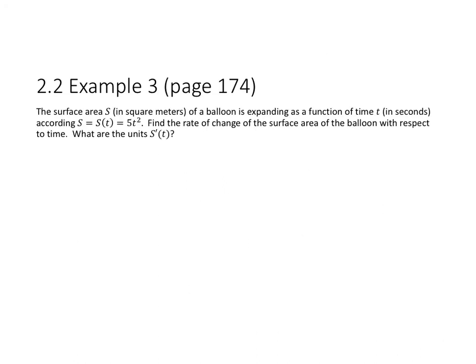Example 3 on page 174 says the surface area S in square meters of a balloon is expanding as a function of time t in seconds, according to S of t is 5t squared. Find the rate of change of the surface area with respect to time. What are the units for S prime of t? All right, so first we're going to use the same formula, the limit as h goes to 0, and this time we're going to do S of t plus h minus S of t all over h.